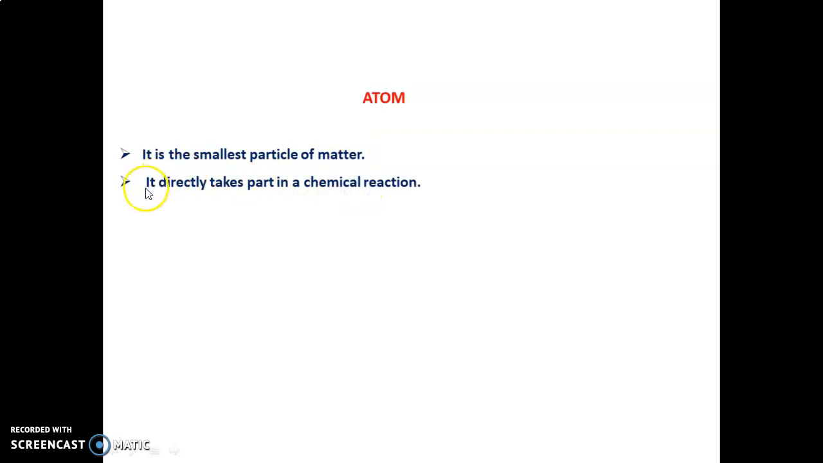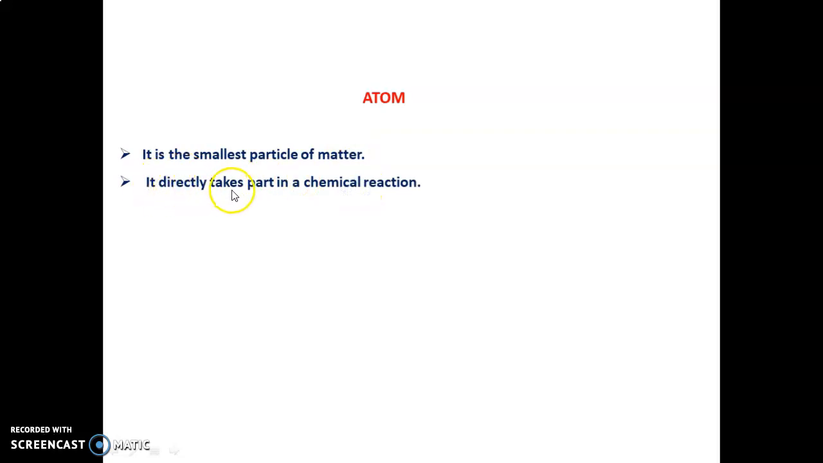The smallest particle of matter is called an atom. Atom is the smallest particle of matter. We are going to discuss some important points regarding atom. The first point is that it is the smallest particle of matter.